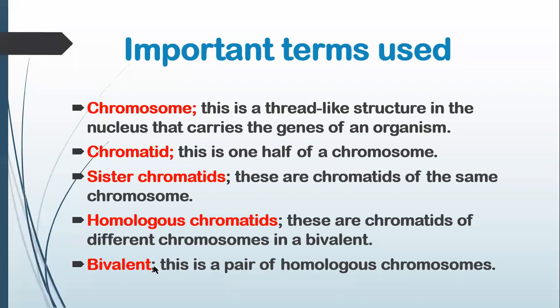So you guys, by now you should know what a bivalent is. We said it's a pair of homologous chromosomes. And like we said, homo means same or whole, same. So in this case, homologous chromosomes are two chromosomes formed from one chromosome by replicating. You need to know what homologous chromatids are.